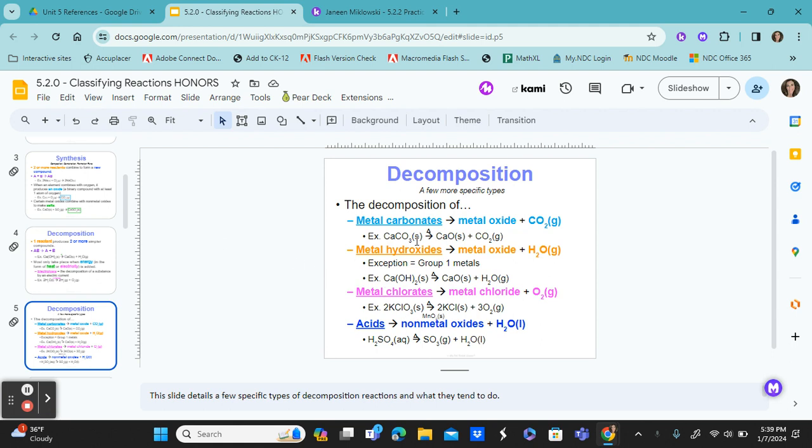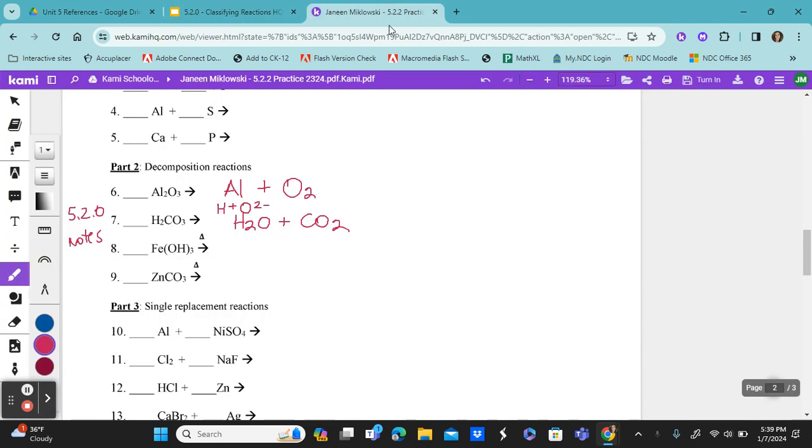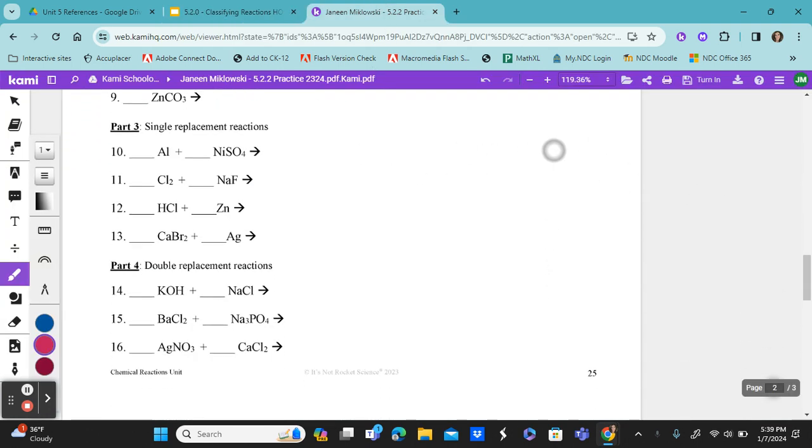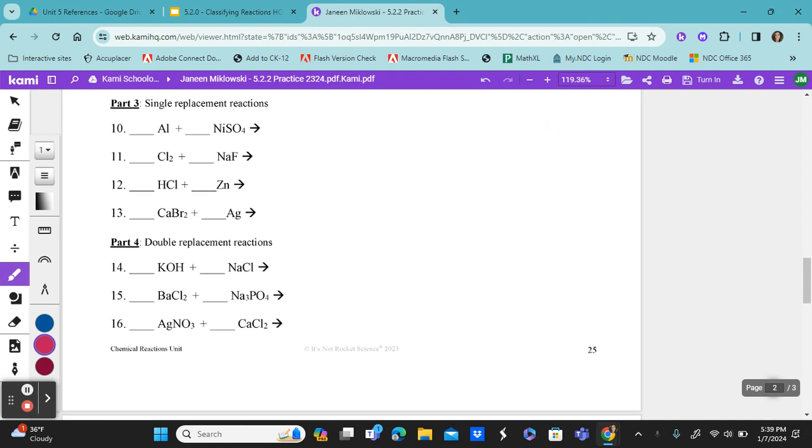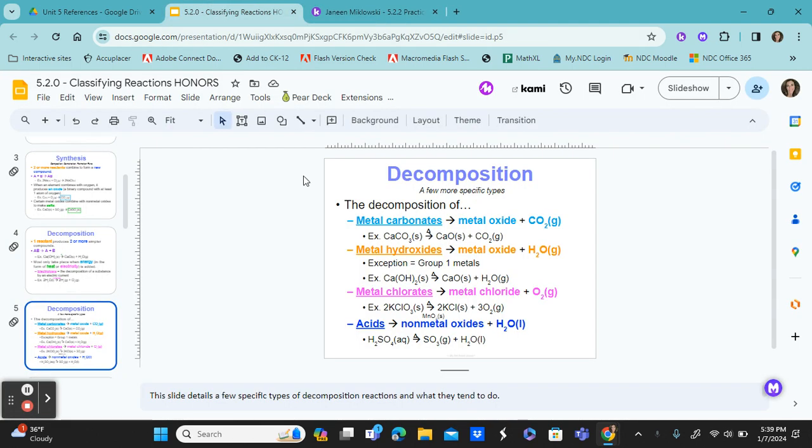Again, the patterns, the clues or the explanation, are right here. All right, single replacement, you have to use your activity series. Remember, the single metal is going to replace the metal in the pair if it's higher than it. Same thing with halogens. So I will do numbers 10 and 11.